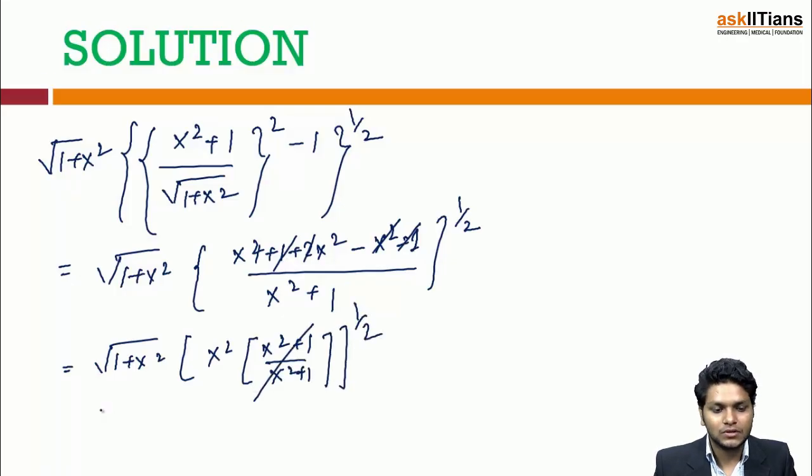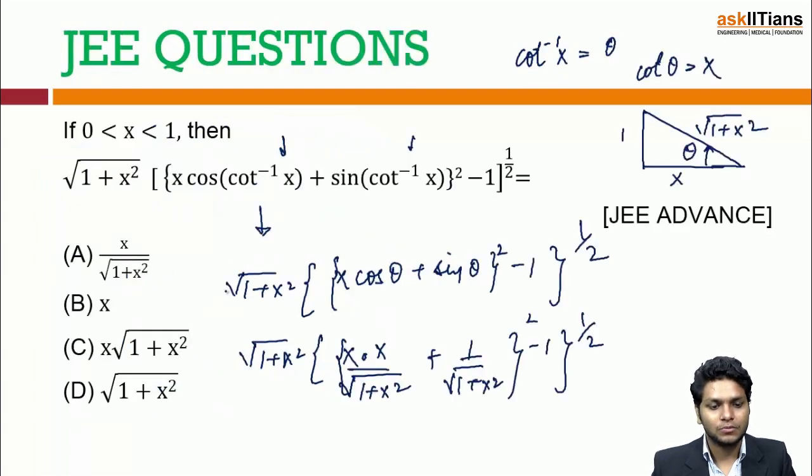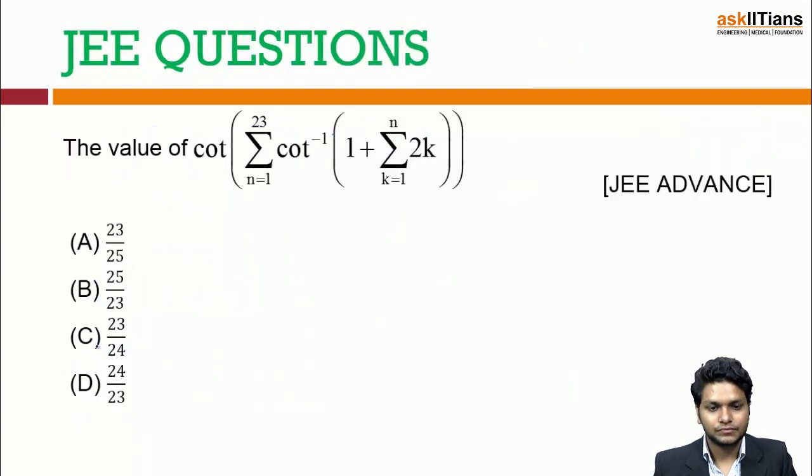This will cancel out. This will be x times root over 1 plus x square. Only x, not minus x, because x is ranging from 0 to 1, which means x is always positive. So I'll just take the positive square root of this, which will be x times root over 1 plus x square, and that will be the answer to this question, which is given in option C. Hence C is the correct answer for this question.